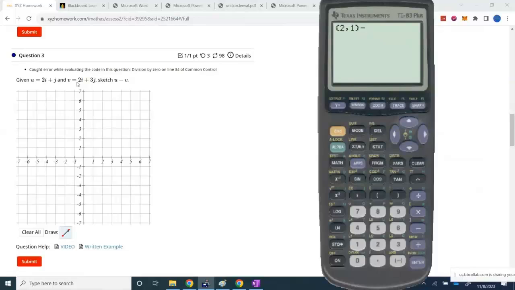Minus 2, 3, right? So I'm taking away the i and j and just writing out the coefficients. So notice I'm using the curly brackets. So that's 2, 3. And I get the point 0, -2.